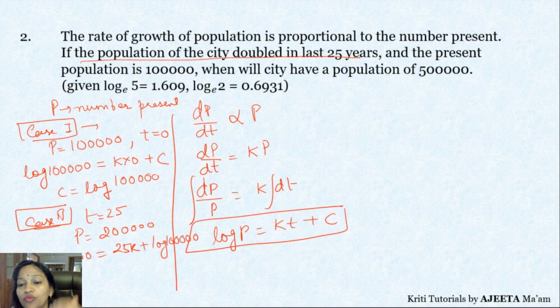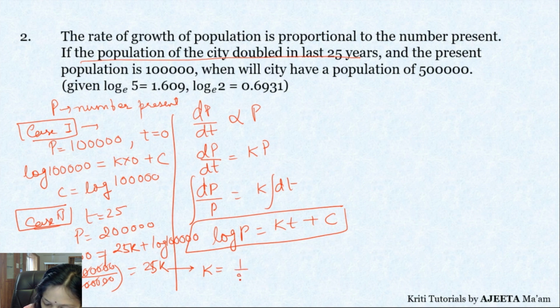Correct? Now, what's the point? We will again use the same property of log A minus log B. What is log A minus log B? Log A upon B. So let's take the terms of log on one side. So what's the value of K? So K का value आ जाएगा हमारे पास 1 upon 25 log 2. Correct? This is the value of K that we are getting now.